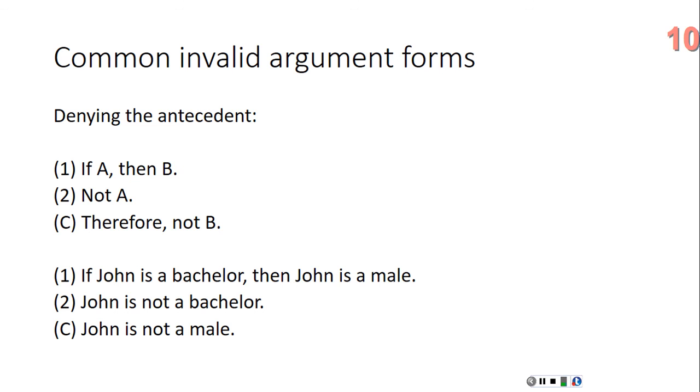As in the last example, let's suppose that John is married and John is a male. If John is married and John is a male, well, number 1 is true. If John is a bachelor, then John is a male. And premise 2 is also true. John is not a bachelor, so we have true premises. However, the conclusion is false. John is not a male. That is false because we stipulated that John was a male. So, here you have true premises and a false conclusion, which shows that this is an invalid argument.